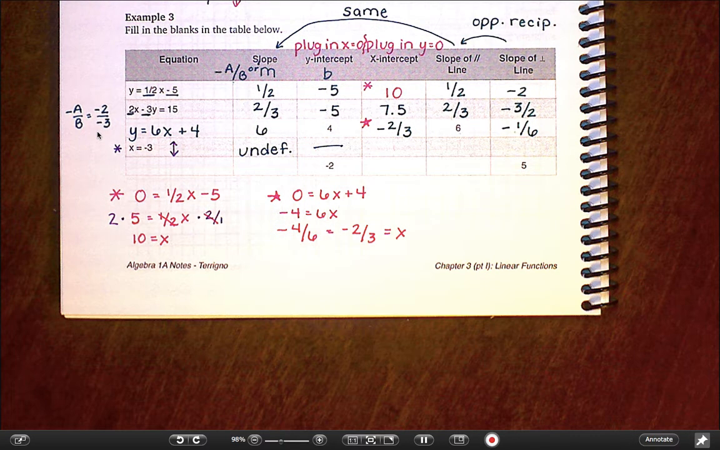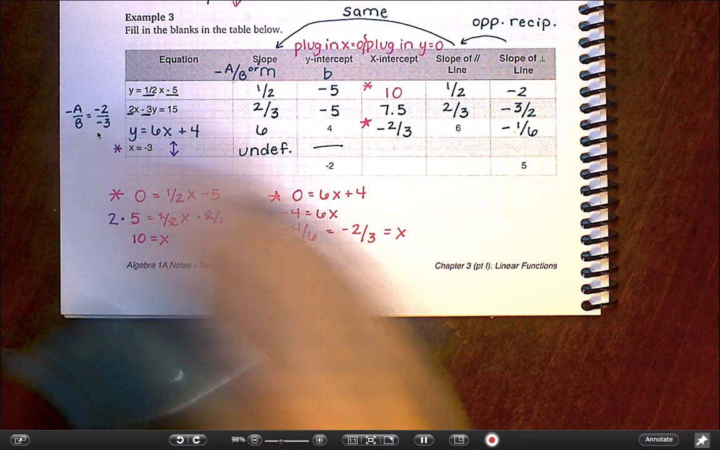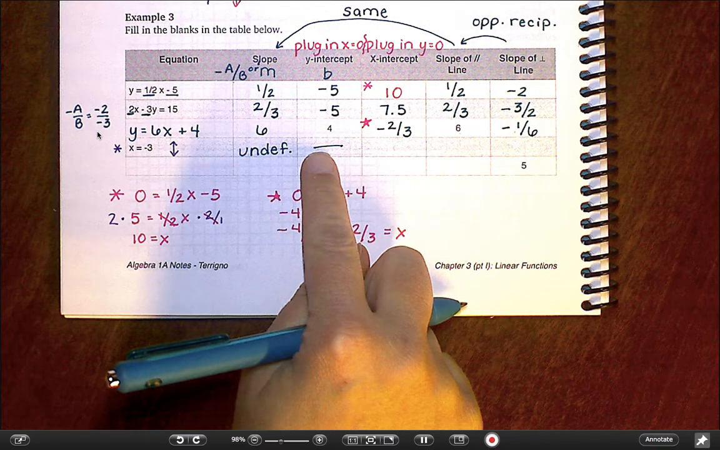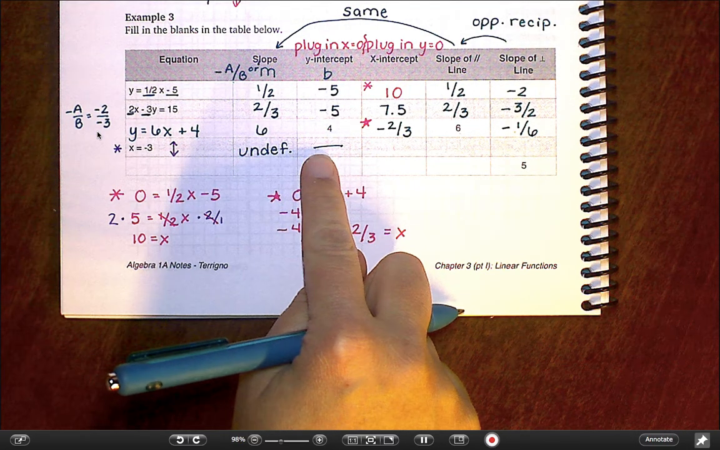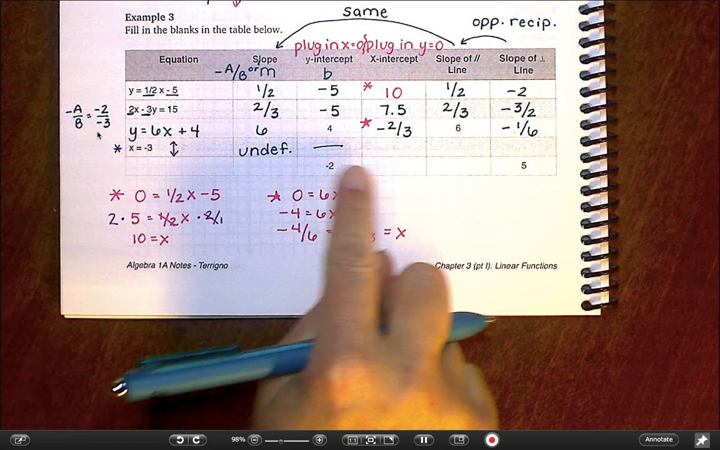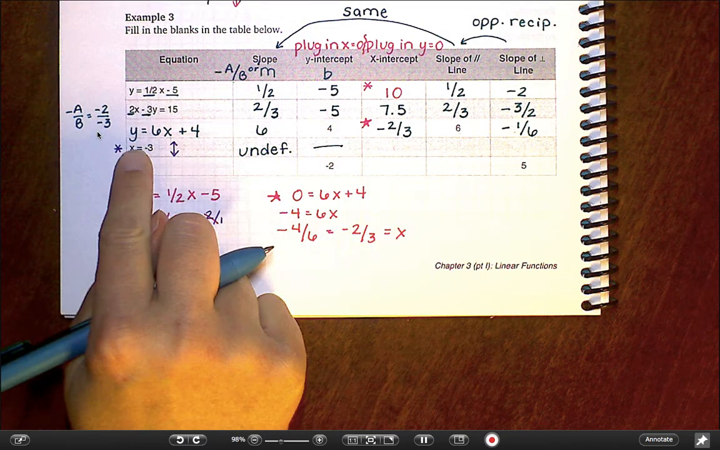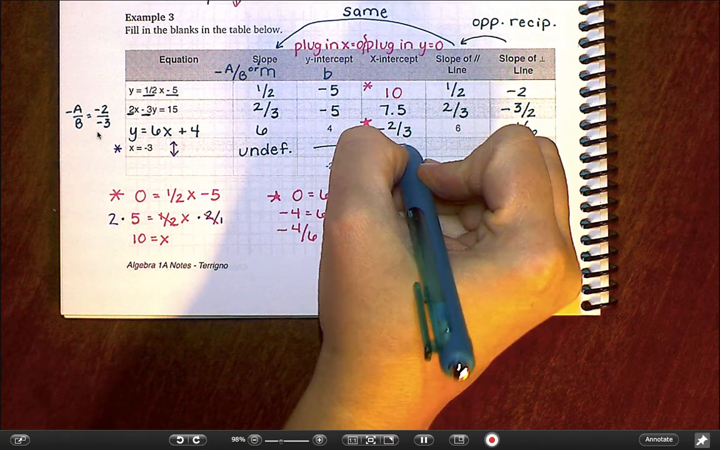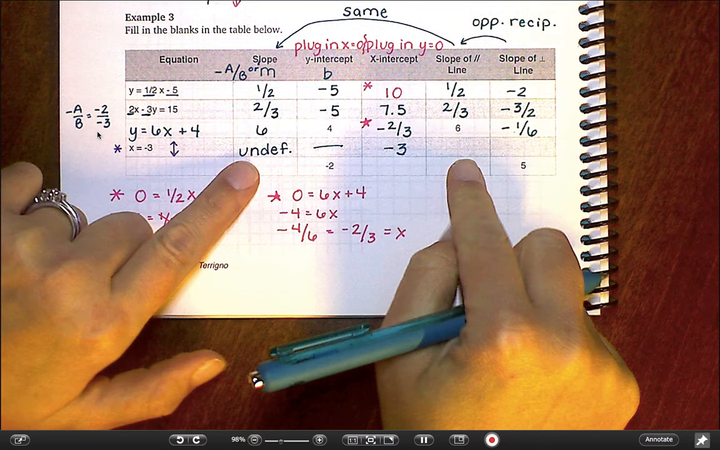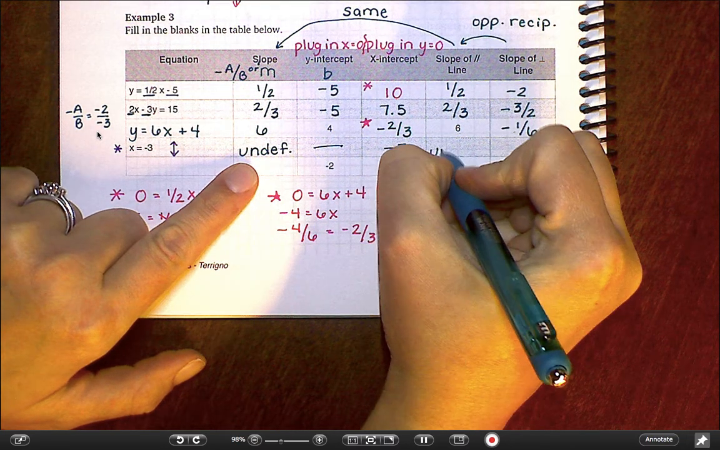You could write none. You want to make sure you're not writing 0, though, because 0 is an actual y-intercept. Okay? X-intercept is just the negative 3. My parallel slope would also be undefined.